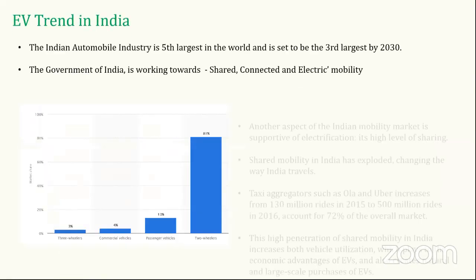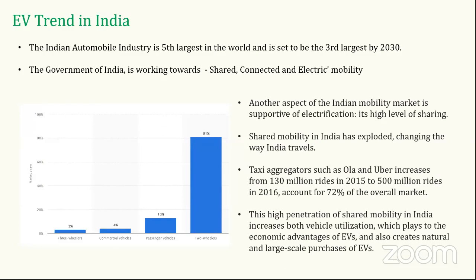Okay. So now that we have seen the global trend, let's come to the India side of the business. As you all know, the Indian automotive industry today is the fifth largest in the world, and we are expecting that by 2030, India will reach third place. The government of India's mobility initiative is very clear. The government is pushing shared mobility, connected mobility and electric mobility. This is a policy with which Niti Aayog and all the government's policies are working for EVs.